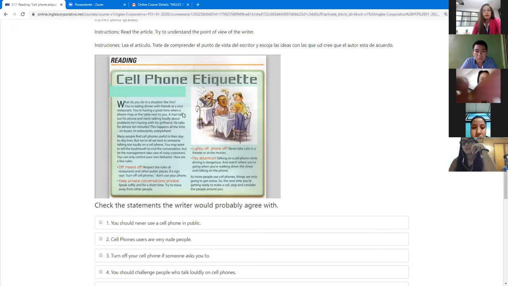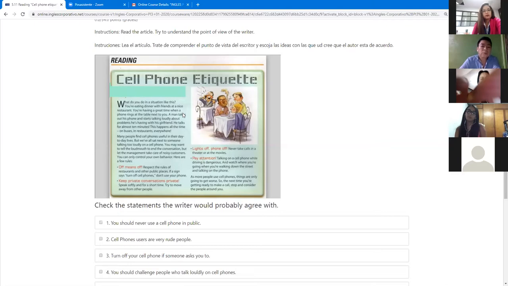First, off means off. Respect the rules of restaurants and other public places. If a sign says turn off cell phones, don't use your phone. For example, in the gas station, when you put gas, you don't have to use the cell phone. Sometimes we use it while the guy is filling up the tank, chatting or just speaking on the phone, and that's dangerous, because there might be a fire. It's very, very dangerous.